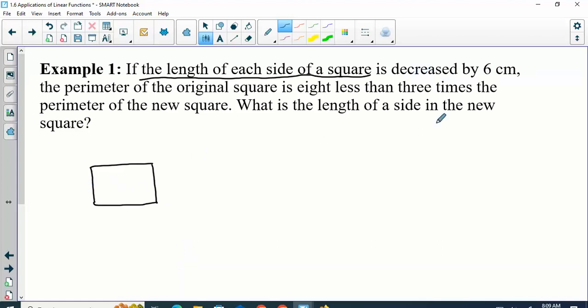Is decreased by 6 centimeters. So what's happening to my square? It's got smaller. So this is the old square, and now I'm going to have a new square, and each side has been decreased, so it's smaller.